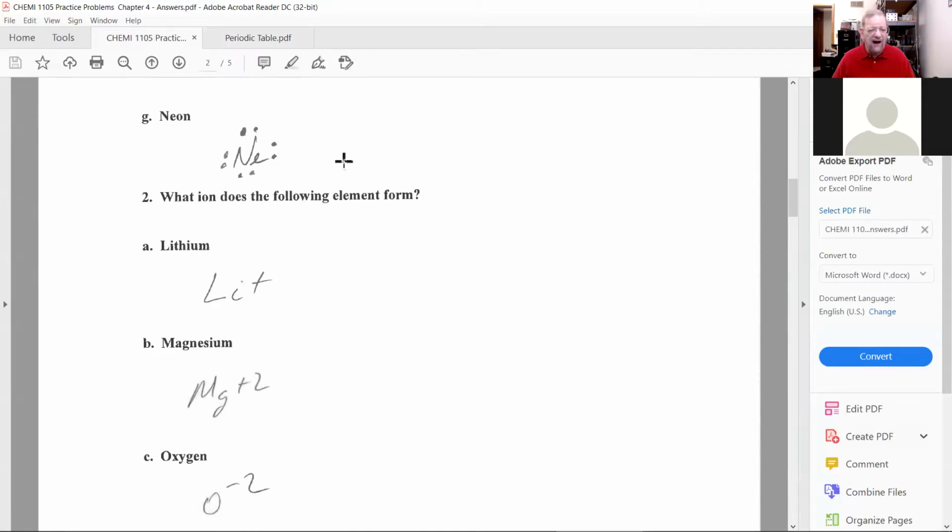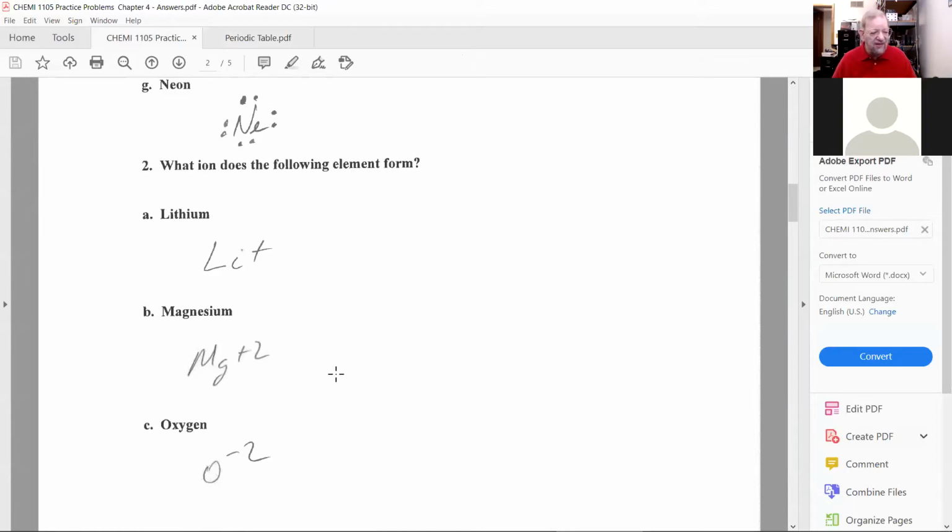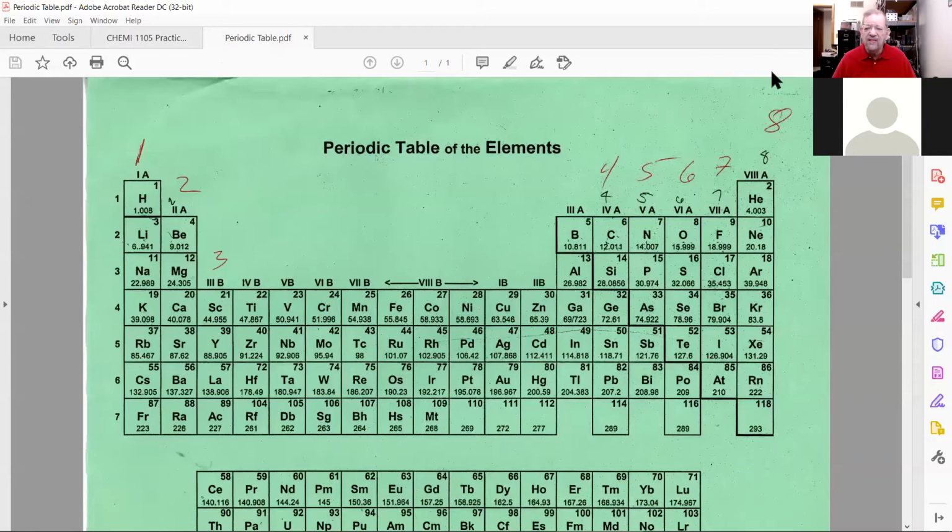Now, what ion does the following element form? How do you do that? Let's look at magnesium. You want to write the ion, which means you have a chemical symbol and a number that's superscript. It's either plus or minus. And how do we do that? We go look at the periodic table. And here's magnesium at 12. And it has 12 electrons, 12 protons. Atomic number tells you how many electrons and protons.